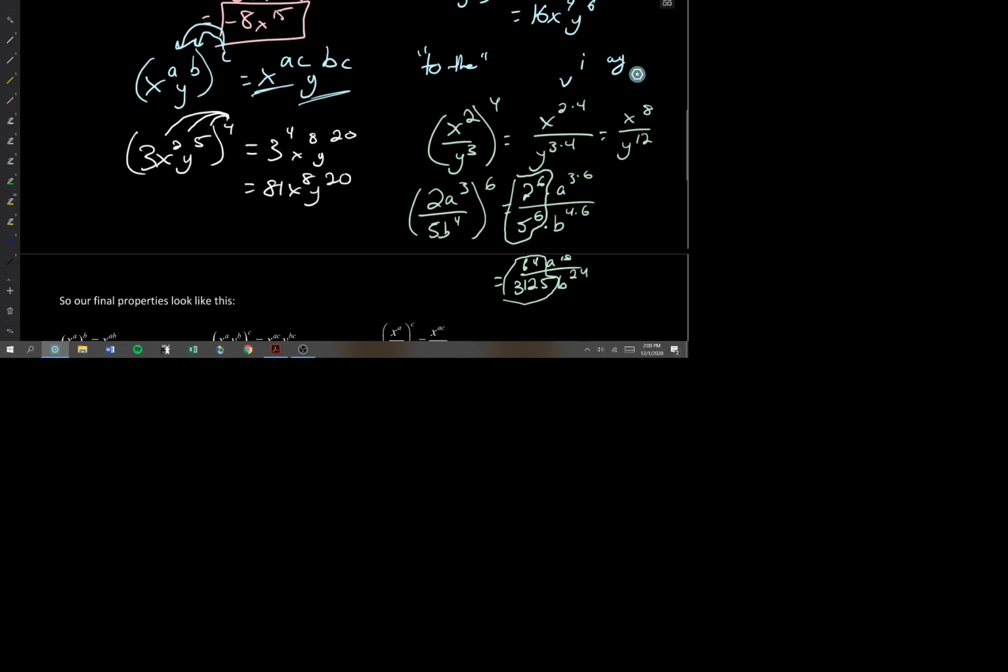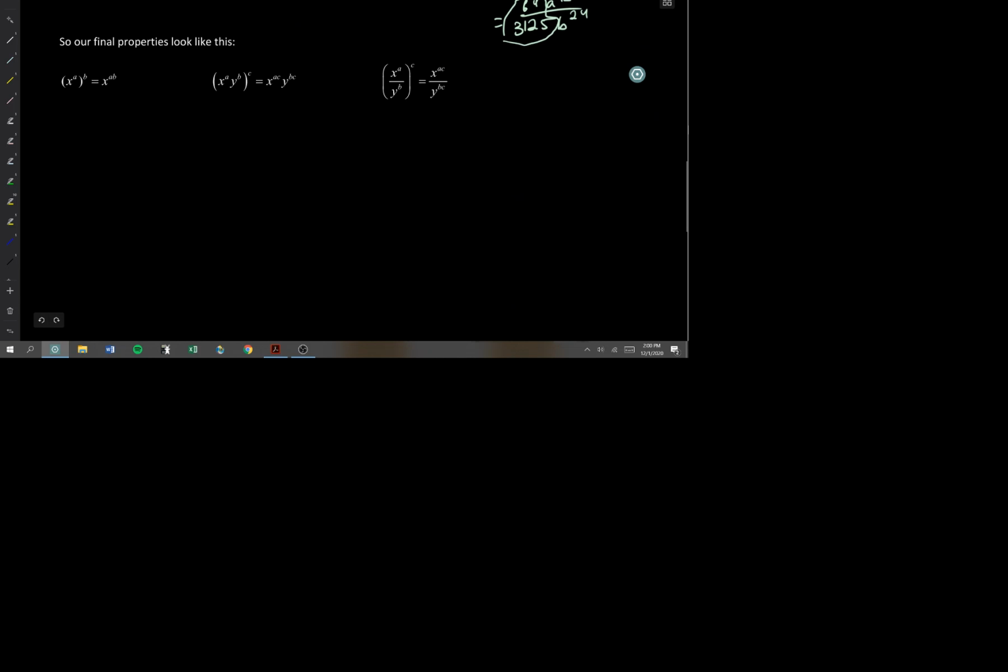It's kind of nice. So our final properties look like this. x to the a to the b becomes x to the ab. If you have multiple things, the power distributes to both of them. If you have a fraction, the power distributes to the top and the bottom. But really, these two properties are just extensions of this one. Like, we could boil all of our properties down into these ones. x to the a times x to the b equals x to the a plus b. That is a fundamental property from which other properties come.